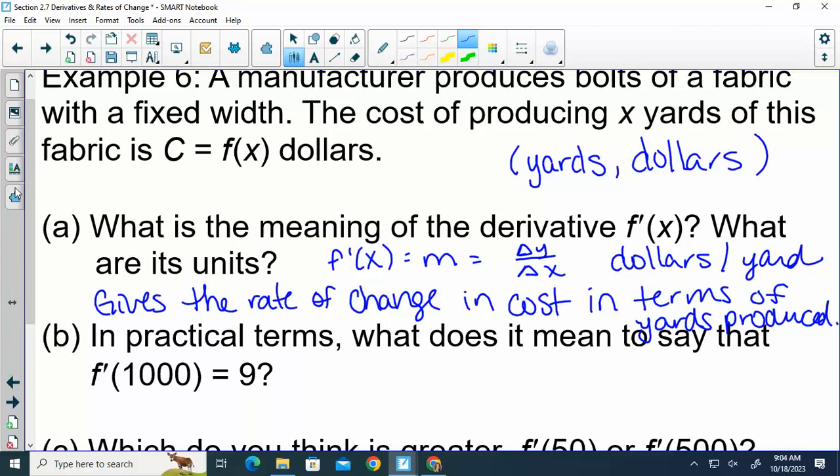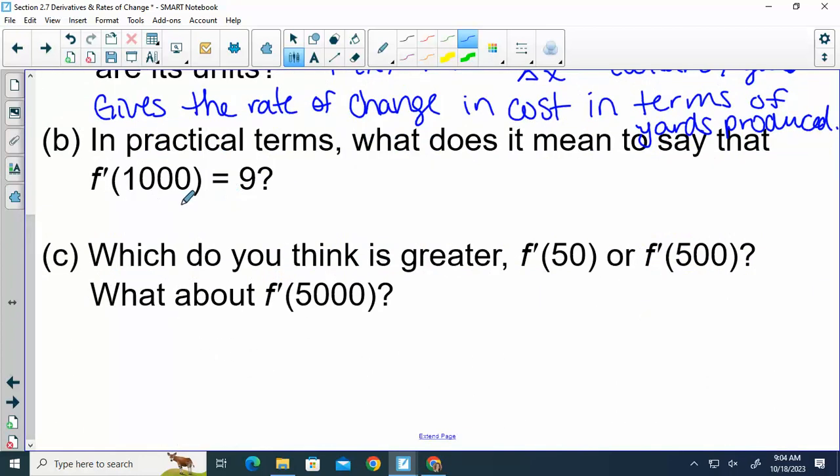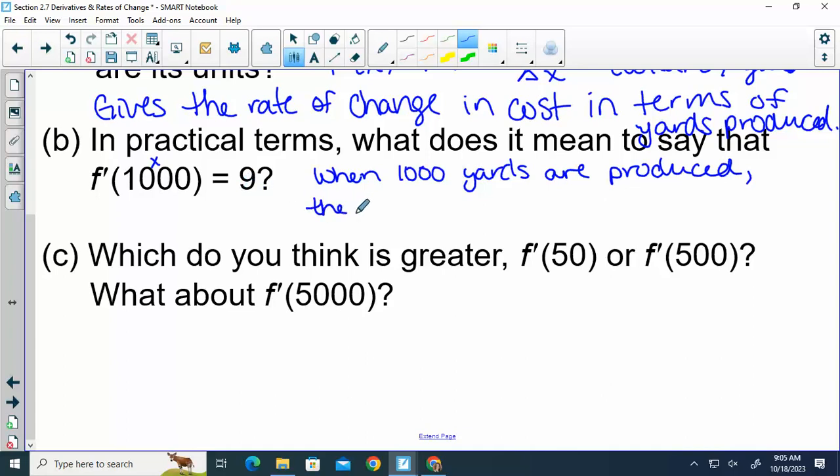In practical terms, what does it mean to say that f prime of 1,000 equals 9? So what you're plugging in is your x. So my x is measured in yards. So it's saying when 1,000 yards are produced, a derivative is a slope, so it's a rate of change. So it's not telling me the cost is $9. It's telling me the cost is, is it increasing or decreasing?